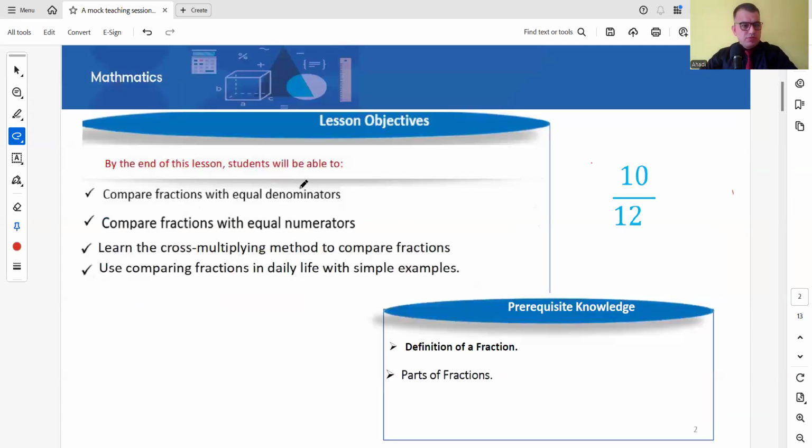This is the objective of today's lesson. By the end of this lesson, we have to be able to compare fractions with equal denominators, compare fractions with equal numerators, learn the cross multiply method to compare fractions, and use comparing fractions in daily life with sample examples.